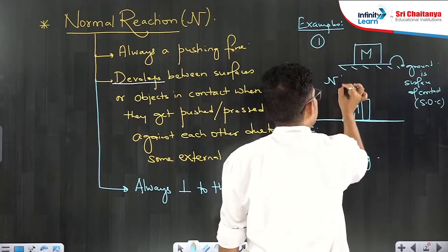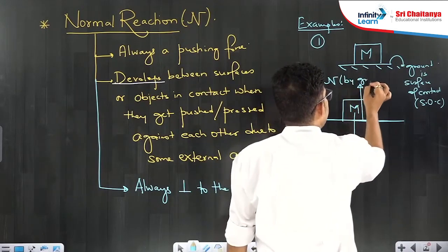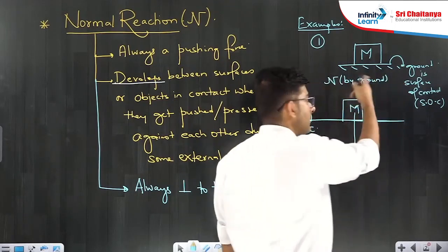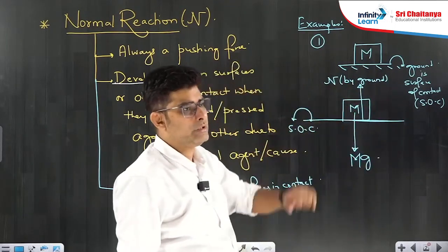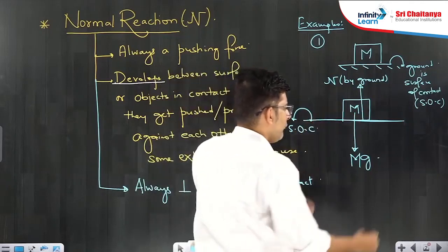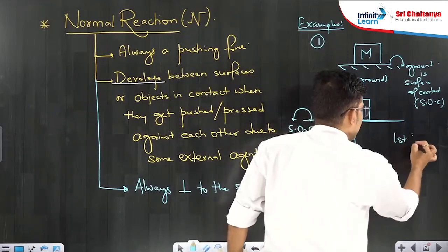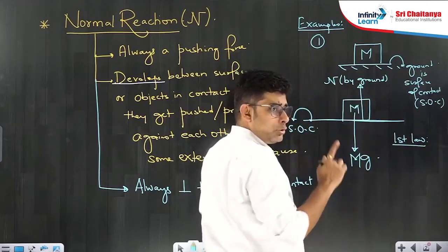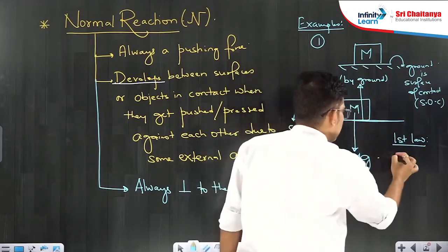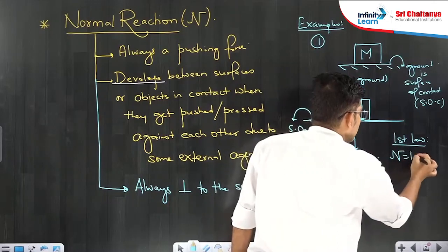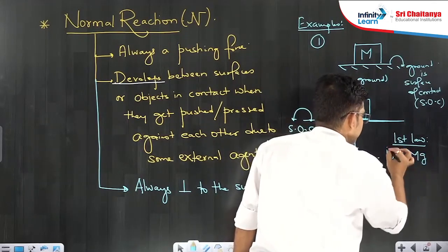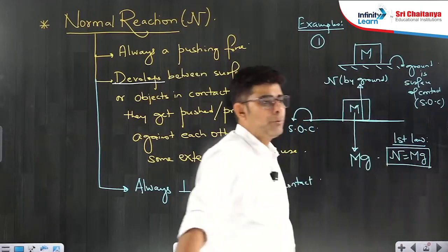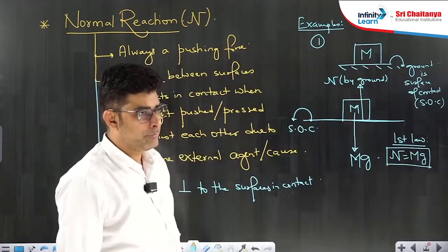This is the normal reaction which is exerted by ground, not earth. We will say by ground, on the surface on which it is lying. Now we can say by Newton's first law, because it is not moving, it is not having any acceleration. So by Newton's first law, can I say upward force should balance downward force? Upward force should balance downward force.